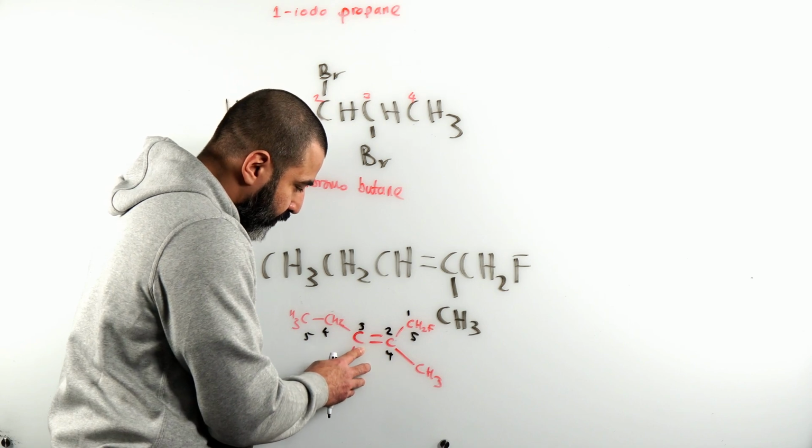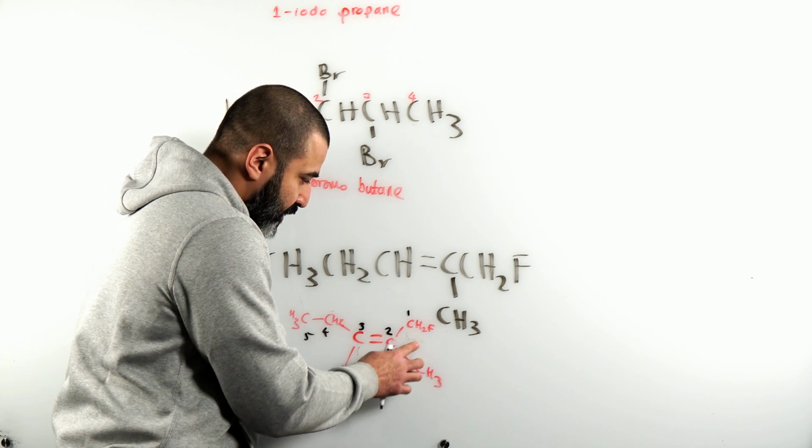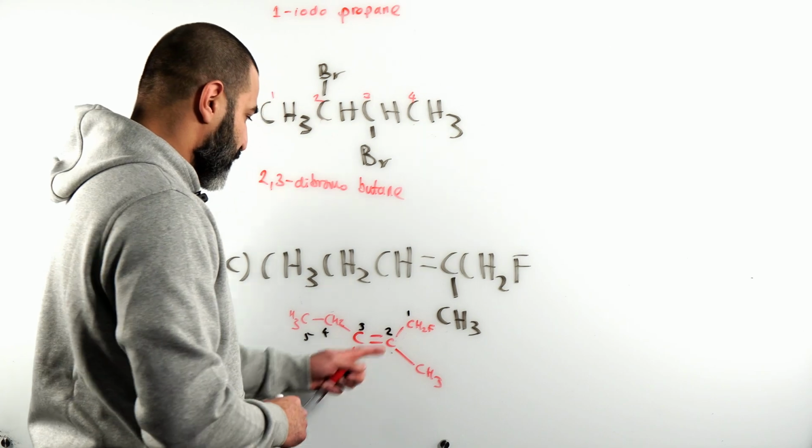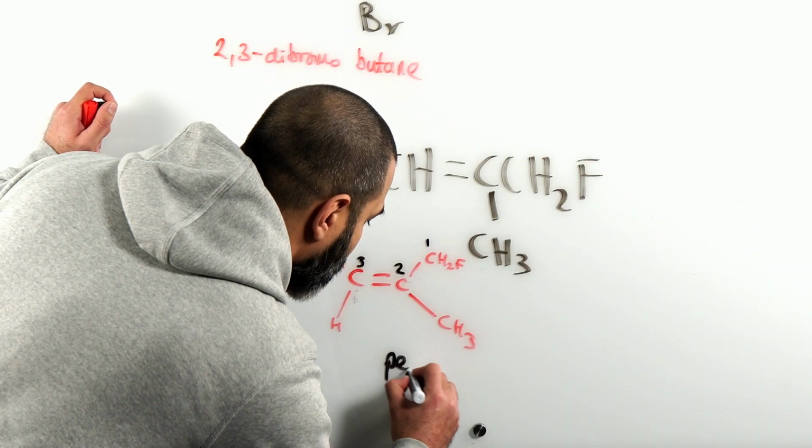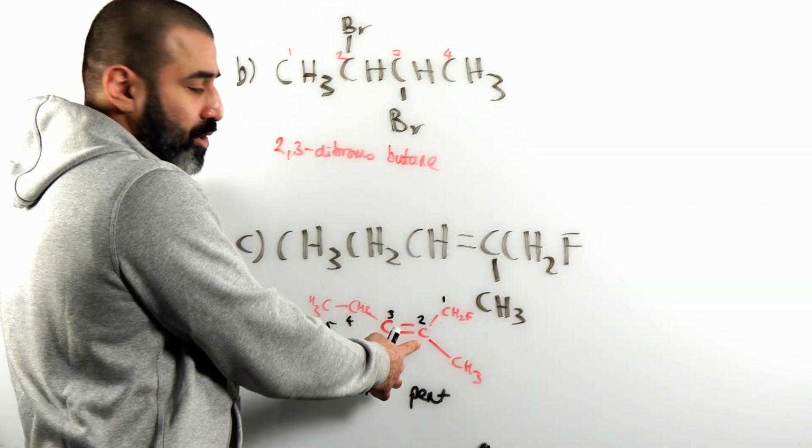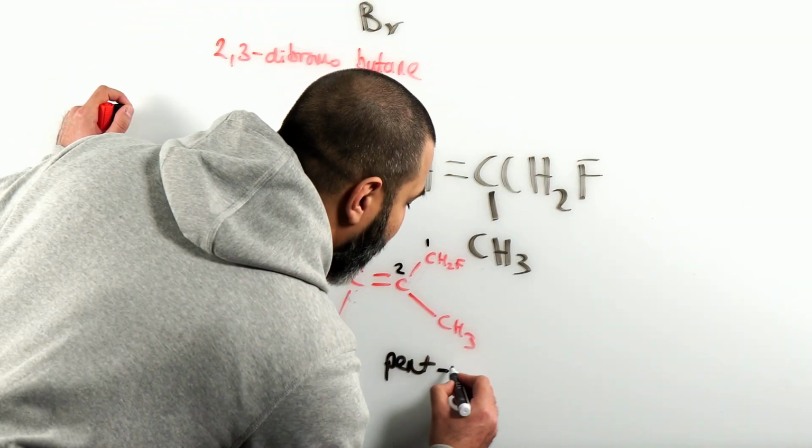So let's use that numbering system. So 1, 2, 3, 4, 5. So it's going to be pent. Then we have to state the position of the CC double bond. So that's going to be pent-2-ene.